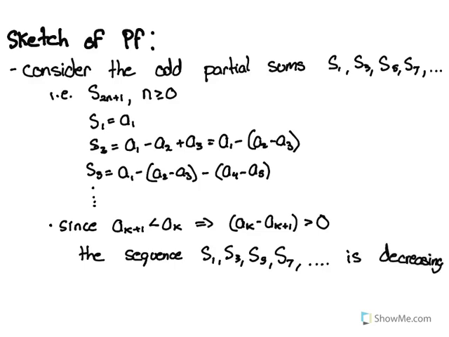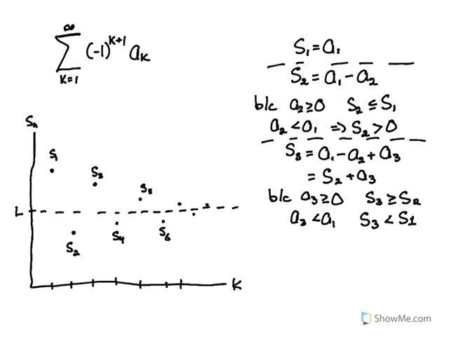Remember, in this sequence, we're considering just the odd terms. So S1 is actually the first term, S3 is the second term in the sequence, S5 is the third term in the sequence, S7 is the fourth term, and so on. And again, it's decreasing because every consecutive odd partial sum, we're subtracting a positive number. And if I go back to the picture, we can clearly see this in the picture as well. If we just consider the odd partial sums, which are above the line L, then we can see that they're in fact decreasing.